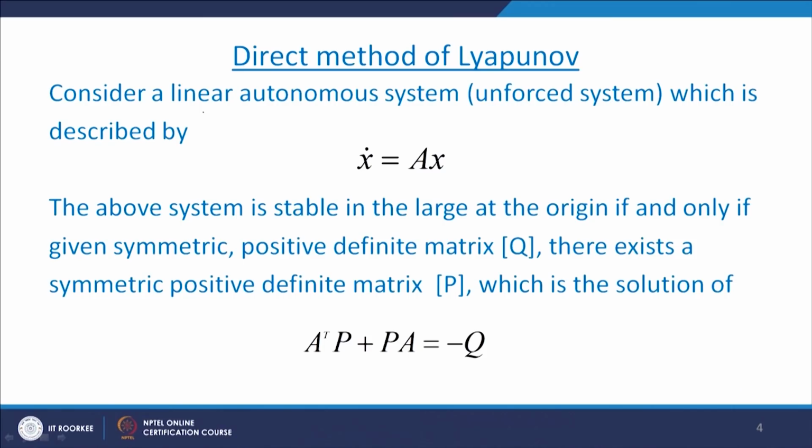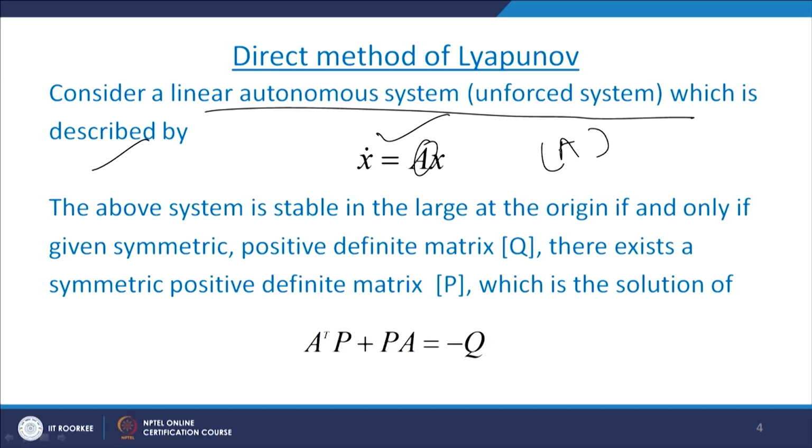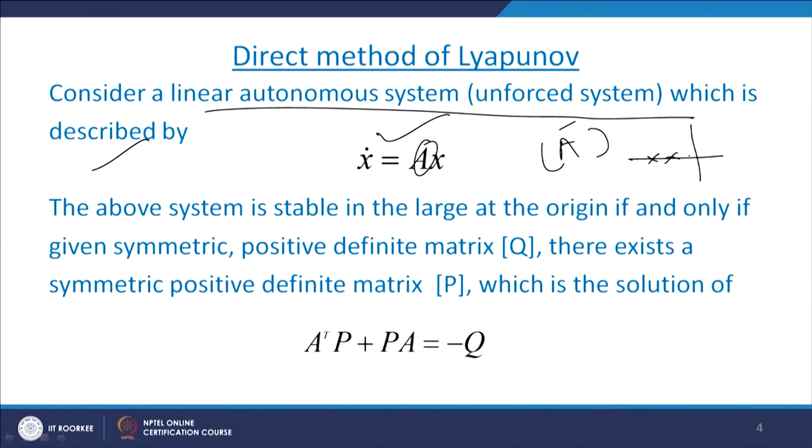Now about the direct method of Lyapunov. So, consider a linear autonomous system, an unforced system, which is described by x dot equals Ax. A is the system matrix, and how to check the stability of this? Stability of this system is governed by the A matrix. If you calculate the eigenvalues of A, you can get the stability of the system. That is, if the eigenvalues of A lie on the left side of the s plane, the system is stable, and if the eigenvalues of A lie on the right hand side, the system is unstable. Now we are seeing the alternative approach.